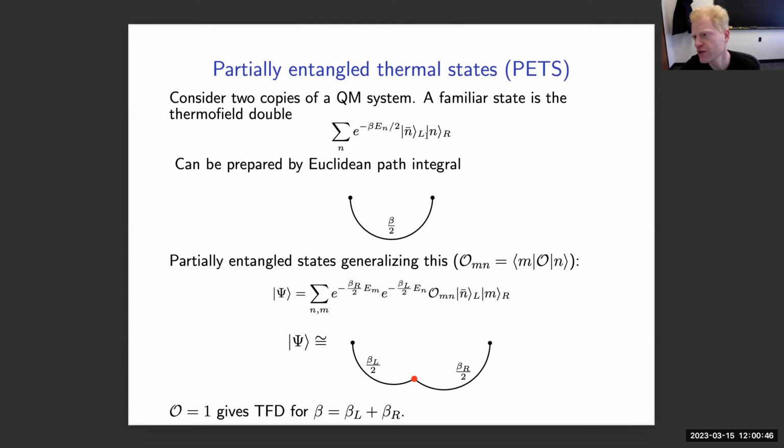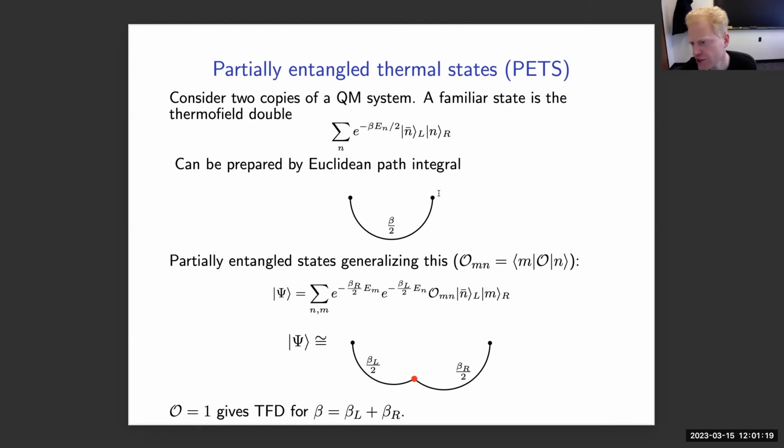So we take 2 SYKs, and of course, the most familiar state for the 2 copies of the system is the thermofield double. We sum over the energy eigenstates and put the same state in both the left and the right system, and we weight it by this. A simple way to describe it is just a Euclidean integral over an interval of size beta over 2, with the 2 systems on both ends. And this defines for us exactly the thermofield double.